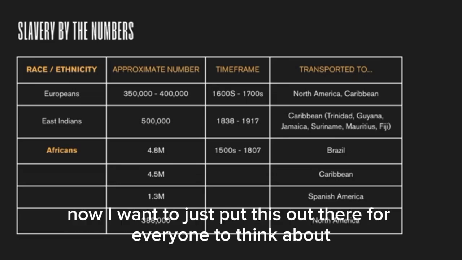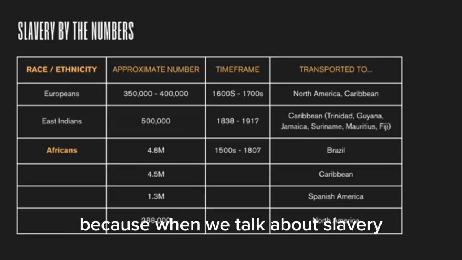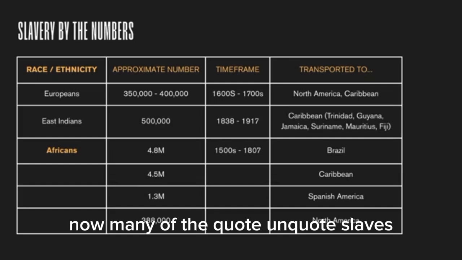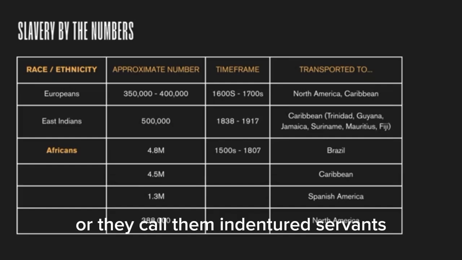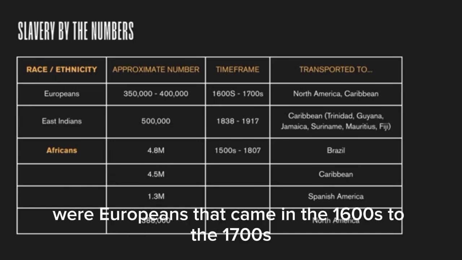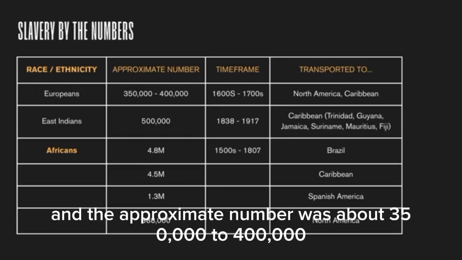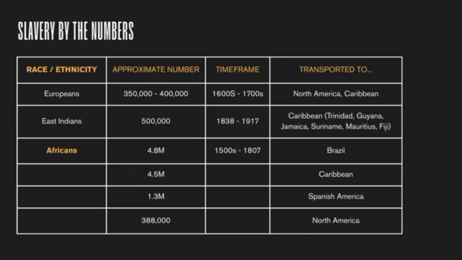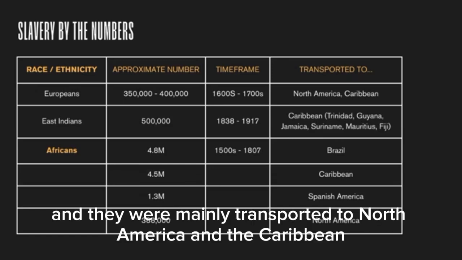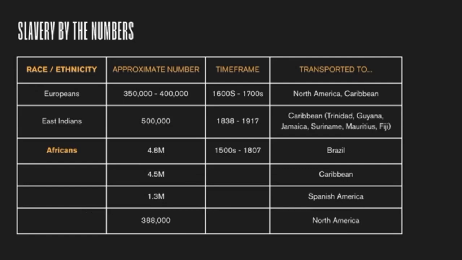Now, I want to just put this out there for everyone to think about, because when we talk about slavery, only the African is referred to. Now, many of the quote unquote slaves, or they call them indentured servants, were Europeans that came in the 1600s to the 1700s. And the approximate number was about 350,000 to 400,000. And they were mainly transported to North America and the Caribbean.